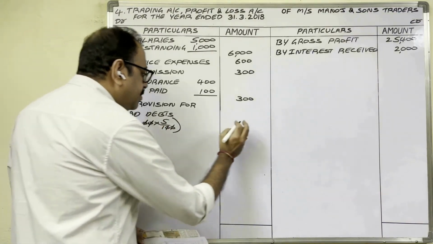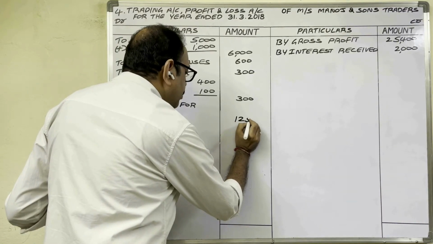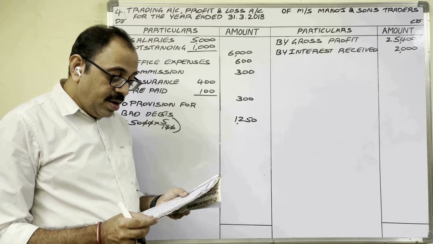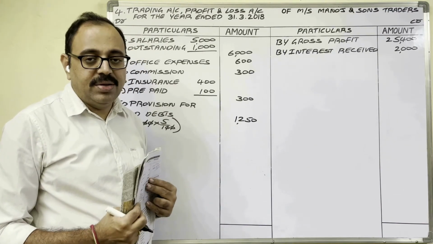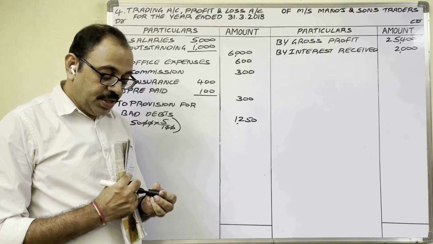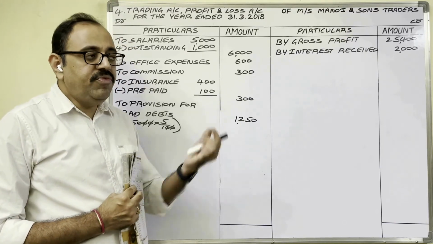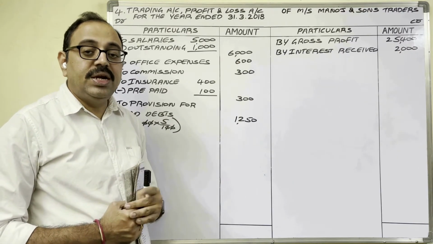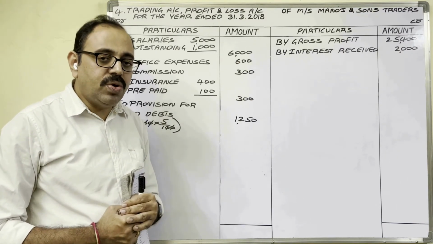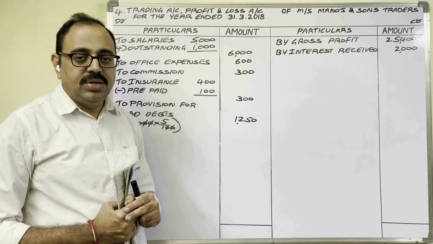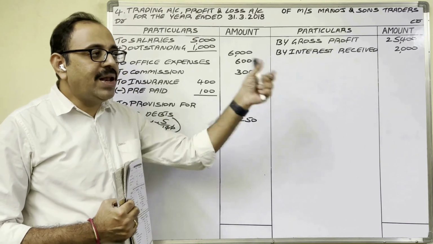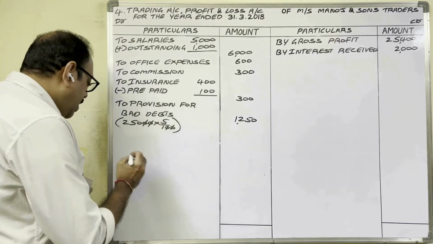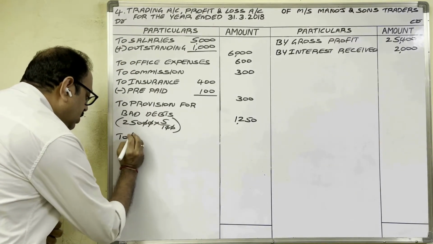250 into 5, 1250 in outer column. Fifth point. Depreciation on furniture 200 and on machinery 600. Furniture and machinery, these two are fixed assets. When we use fixed assets continuously, their value decreases. It is a loss. This loss is known as depreciation. There is no relation between the manufacturing process and this depreciation loss. Therefore, in the profit and loss account, we have to show this.